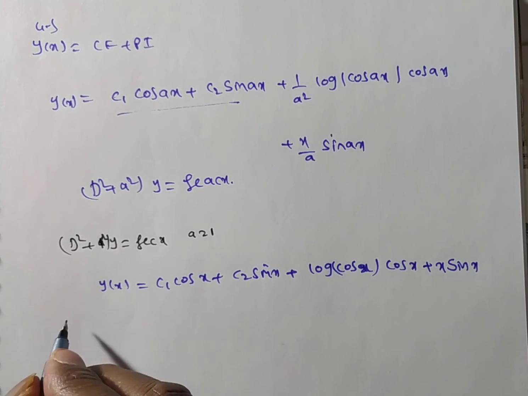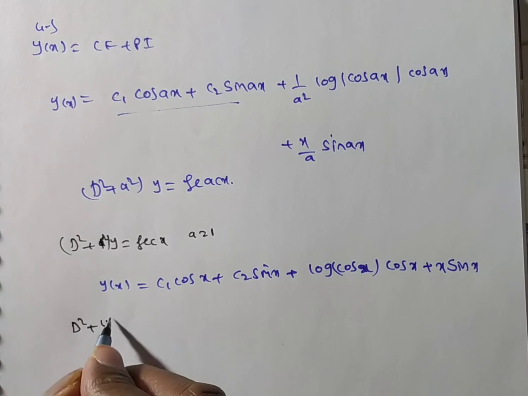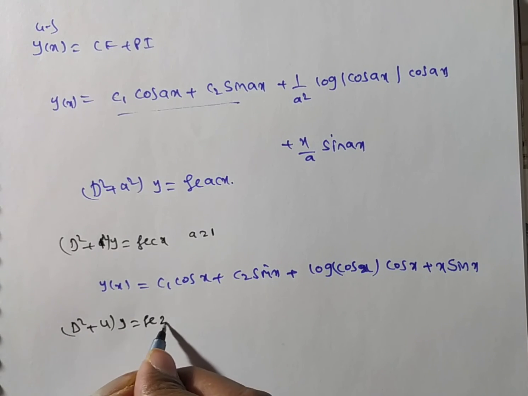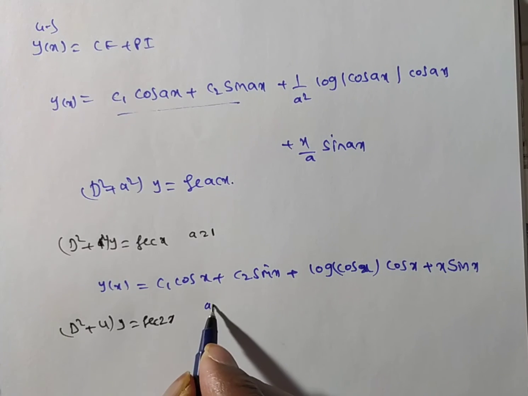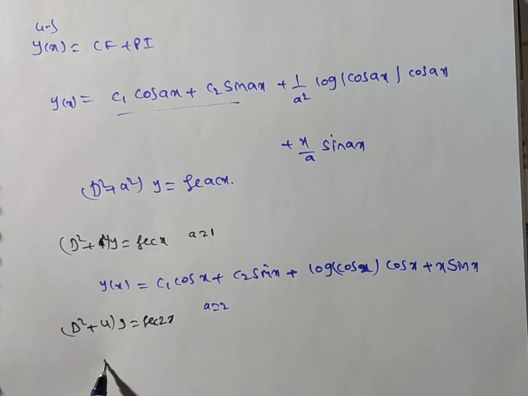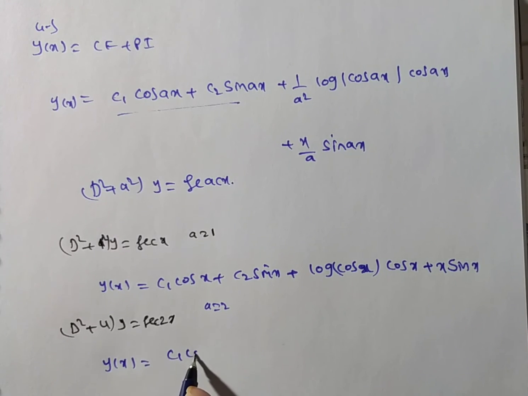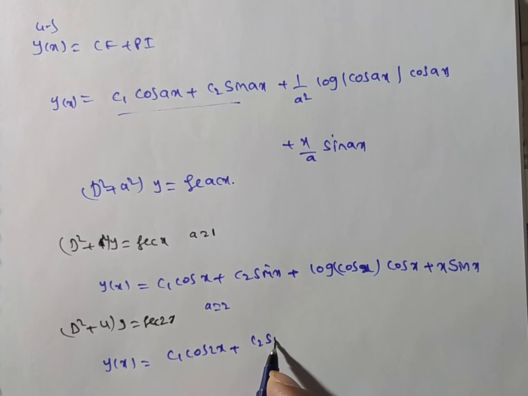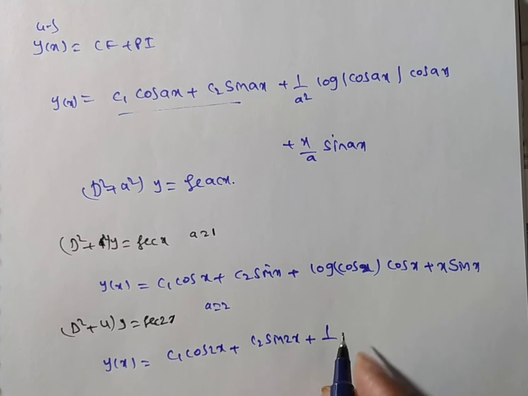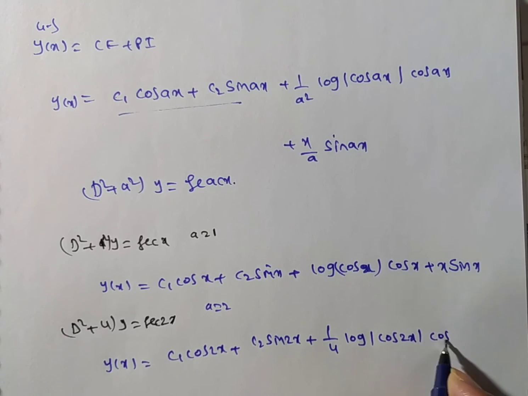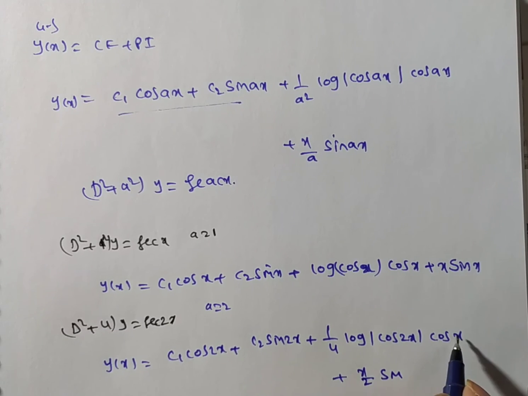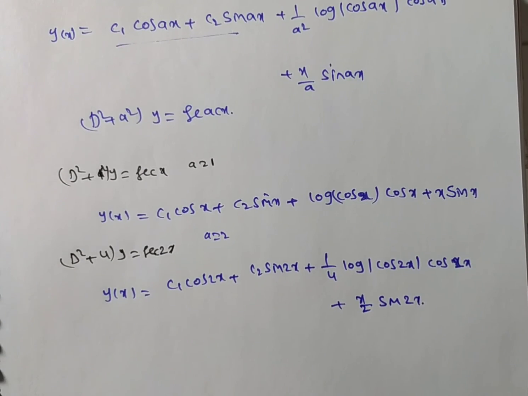Next, another problem they are given. d square plus 4 into y is equal to secant 2x. Okay. So in place of a, what do I have? 2. So put a is equal to 2 in the general solution. Then we will have y of x is equal to c1 cos 2x plus c2 sin 2x plus 1 by 4 times log mod of cos 2x into cos 2x plus x by a. What is a? 2, so this is x by 2, into sin 2x. Is it clear?